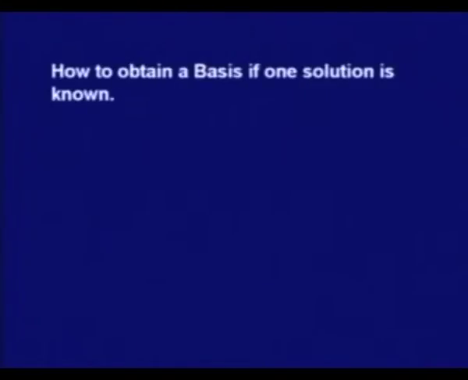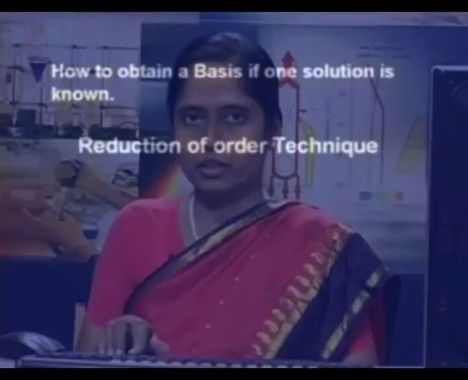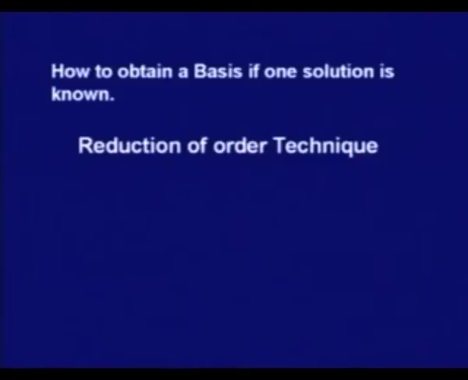Now, we will discuss how to obtain a basis if one solution is known. This is very important, because one solution we may be able to guess, or we may know from some other method. So, of course, we would like to know the fundamental system. That means we are interested in finding the basis. The technique we are going to learn here is the reduction of order technique. What is this technique?